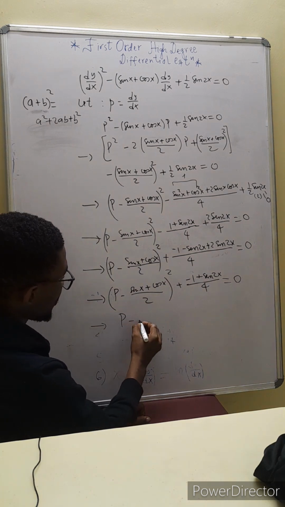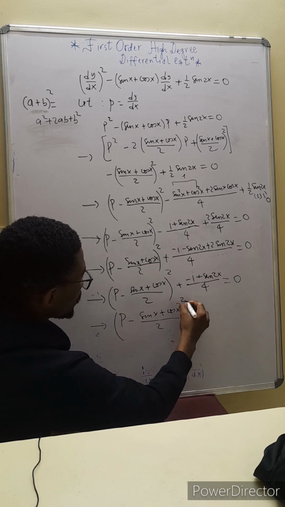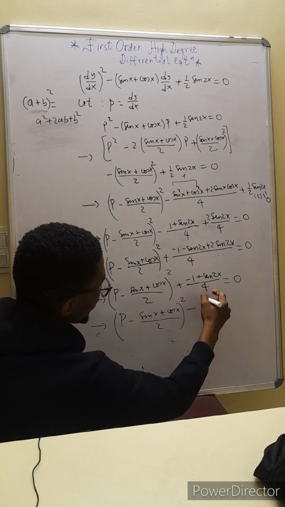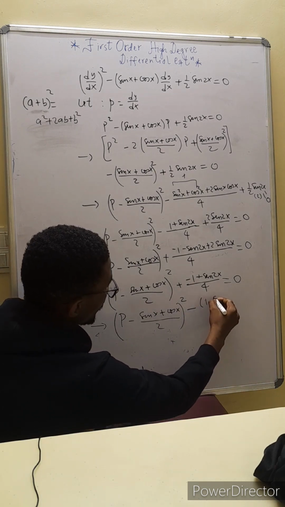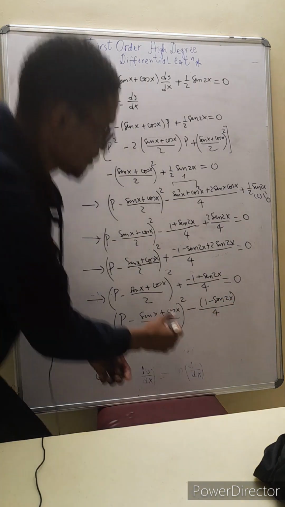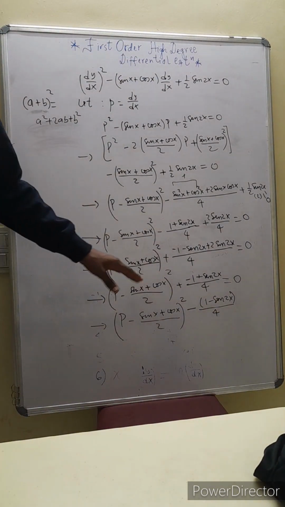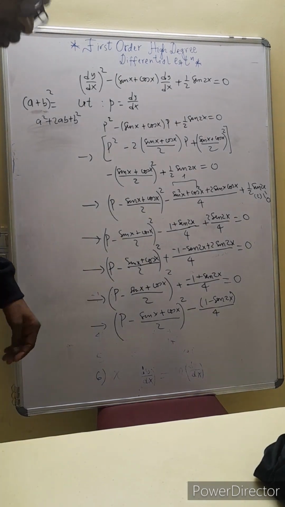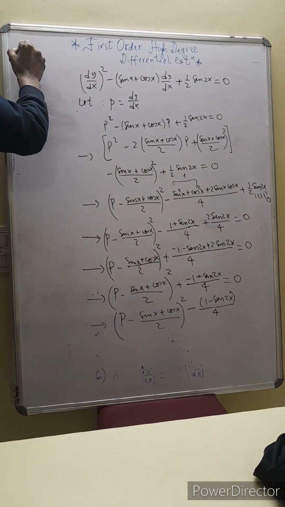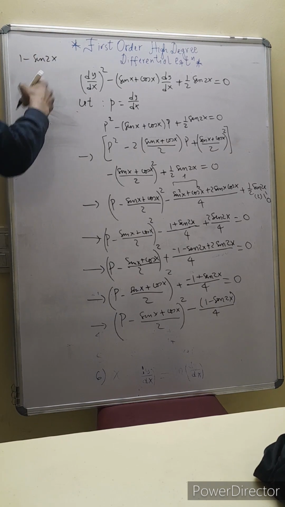Then you can just come here: p minus (sin x plus cos x) all upon 2, squared. Take out minus. So you get minus what? This expression, 1 minus sin of 2x all upon 4. Now, what does this expression make you remember? See, this expression here, it is the same when I have 1 minus sin of 2x, okay? 1 minus sin of 2x.